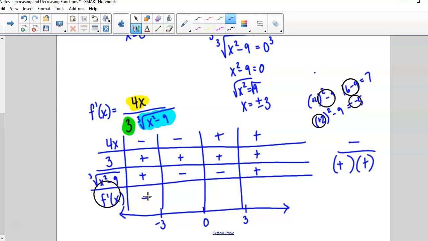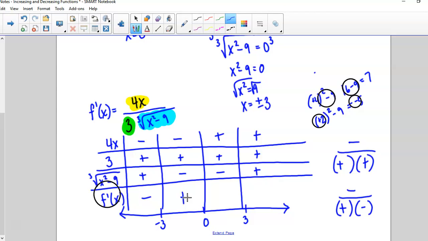Because all you care about are positives and negatives. You really don't care about whether it's negative 72 or negative 4. So you would get a negative derivative from negative infinity to negative 3. Well, if you look at the next part, you would have a negative number over a positive times a negative, which would be negative over negative, which is positive.